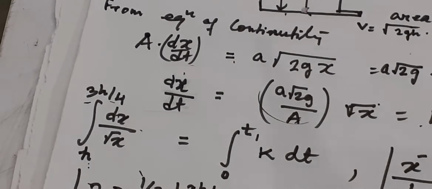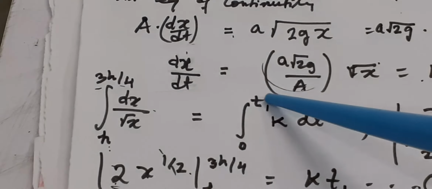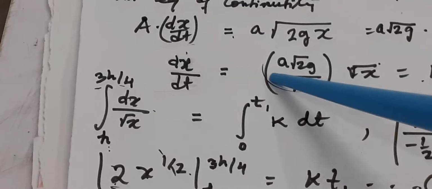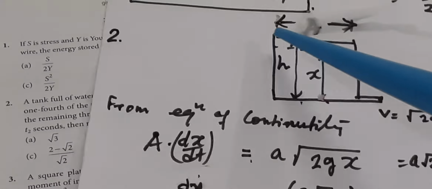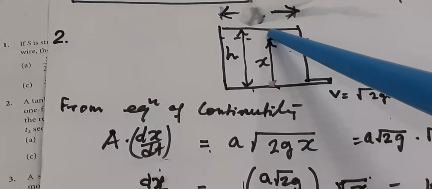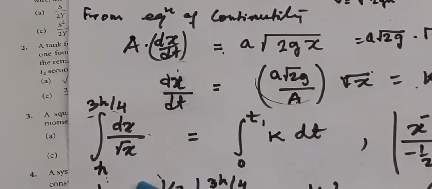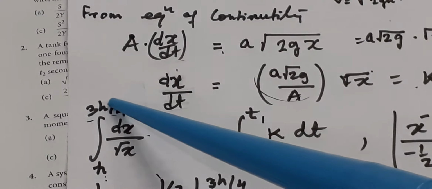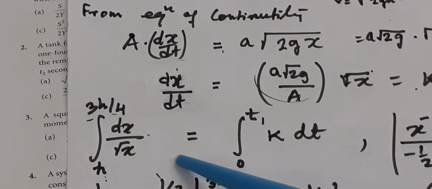Integration of this one will give, dt will come this side, that is k dt, 0 to t1 time according to the question. How much will the level come down? Level will come down by 1/4. That means from the initial height small h, it will be 3/4 h. That means the limits will be done accordingly. Initially when time is 0, height is h. When time is t1, height is thrice h by 4. That is the condition given in the first condition.